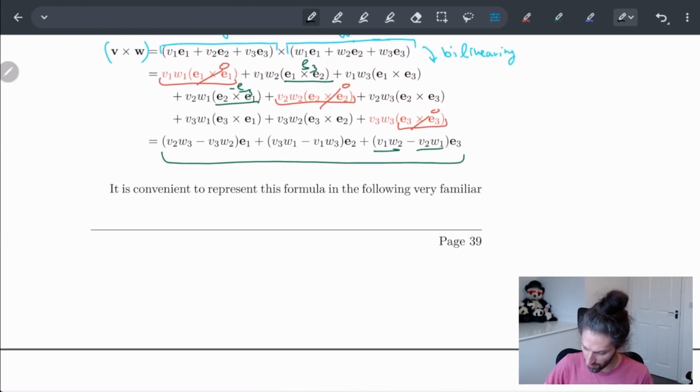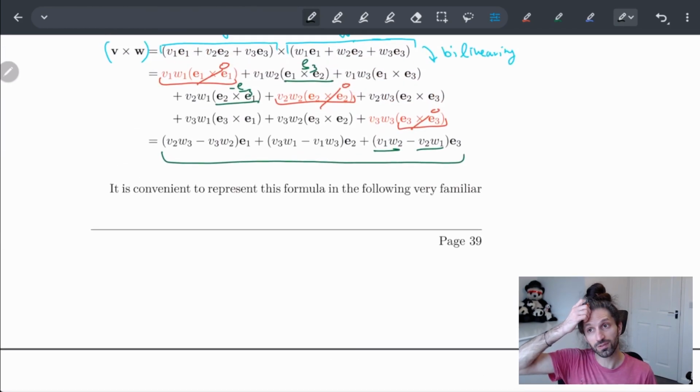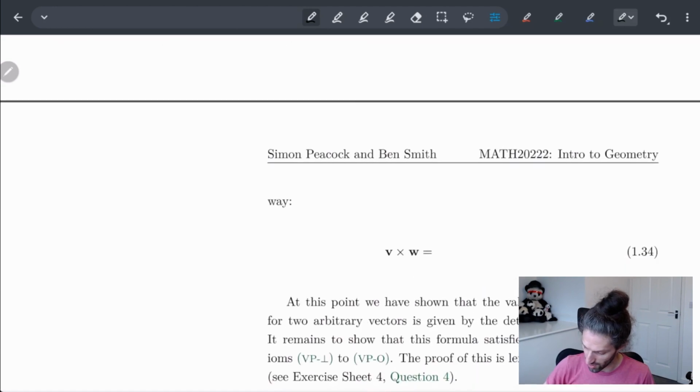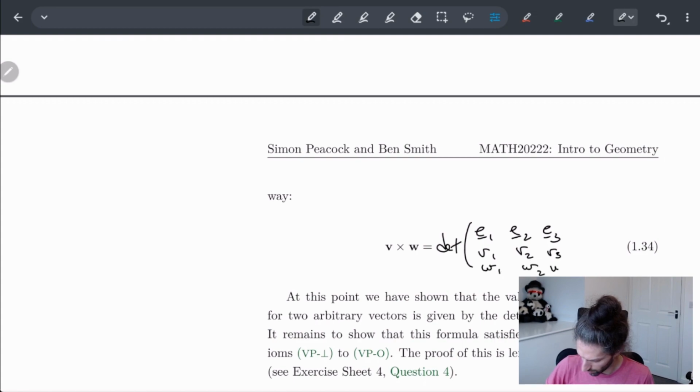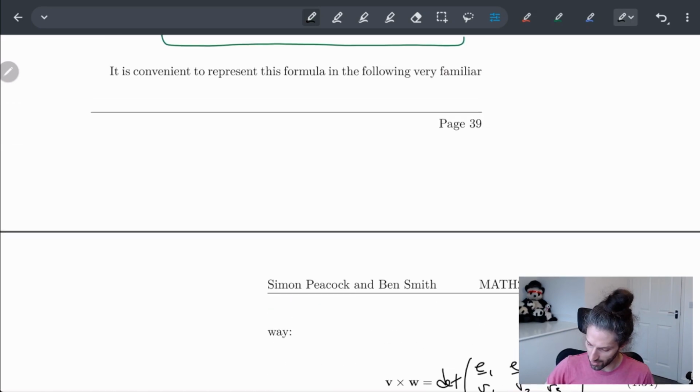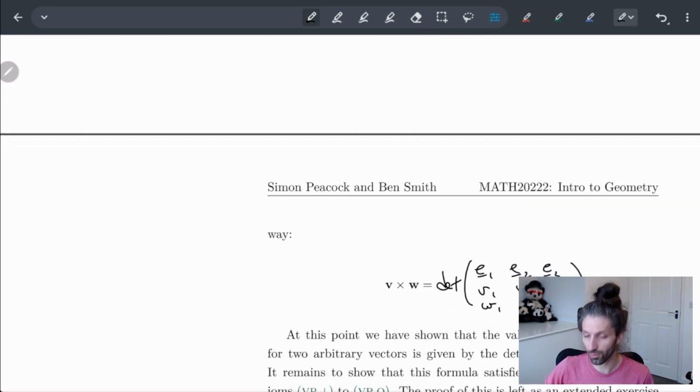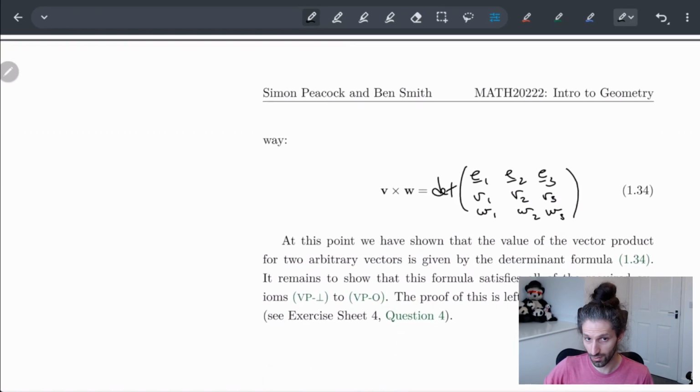And then what we can actually do is represent this vector in a matrix form. This is just the determinant of the following: E1, E2, E3, V1, V2, V3, W1, W2, W3. So if you take the determinant, this formula up here and this formula down here are going to be the same.